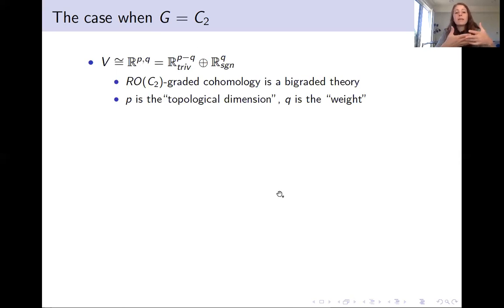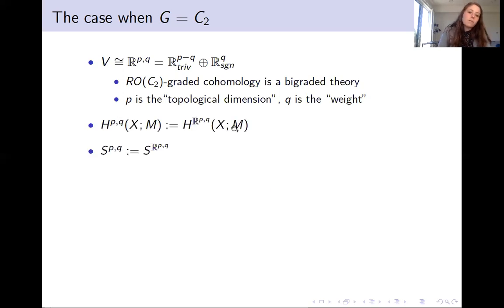Okay, what we're really seeing is our RO(C2)-graded cohomology can be regarded as a bi-graded theory. When I talk about these two gradings, I'll refer to this first one, our p, as the topological dimension, and then this q, the second grading, as the weight. And I'll also use this bi-graded notation for our cohomology groups, our Bredon cohomology, and for our representation spheres.